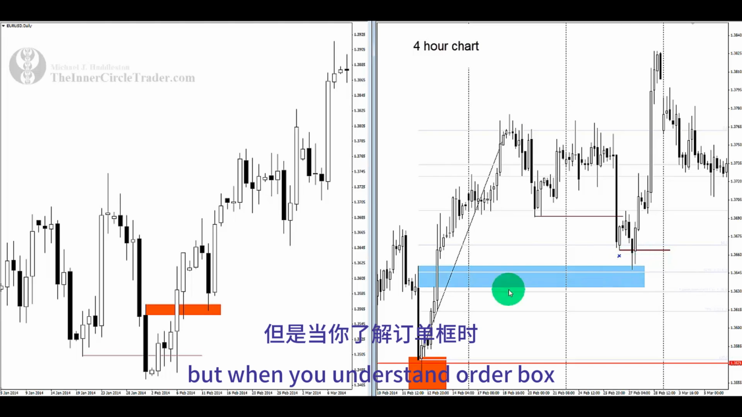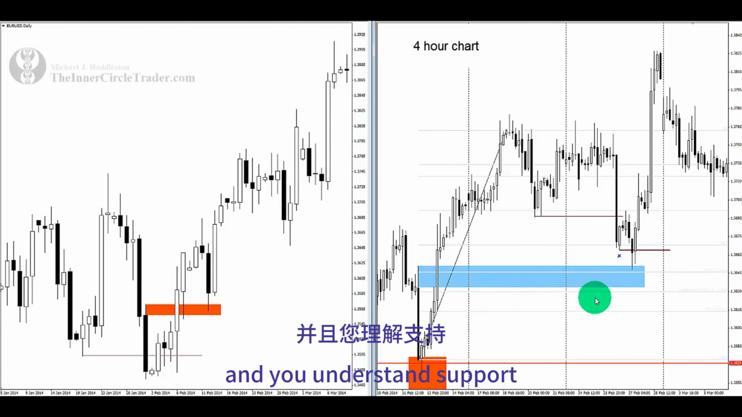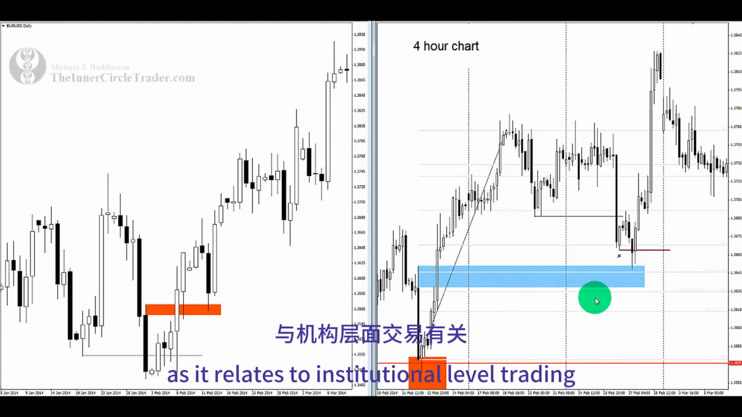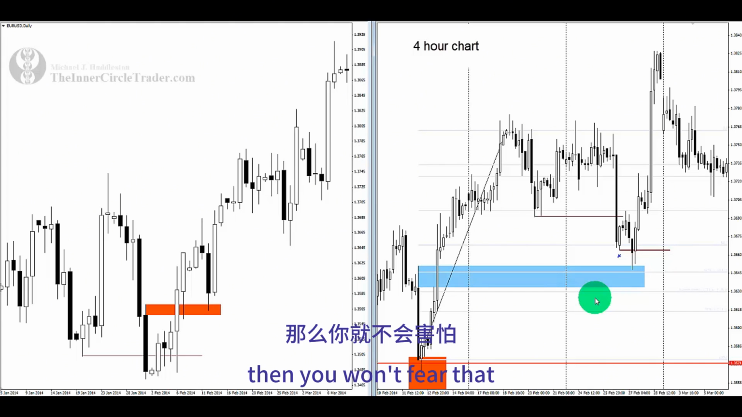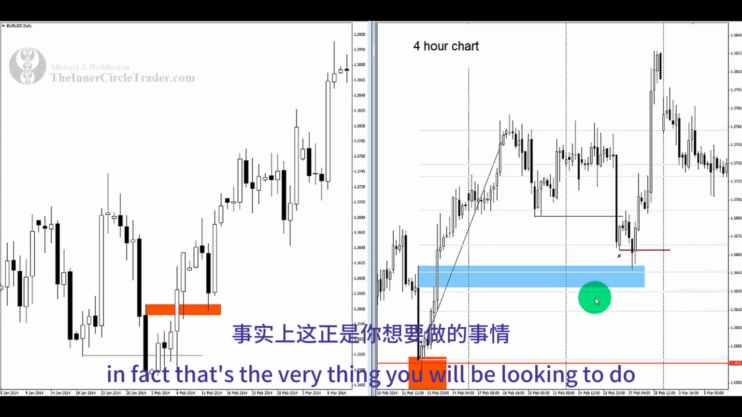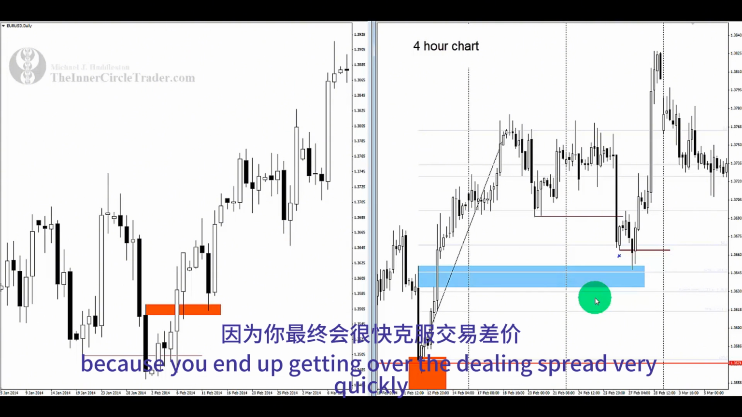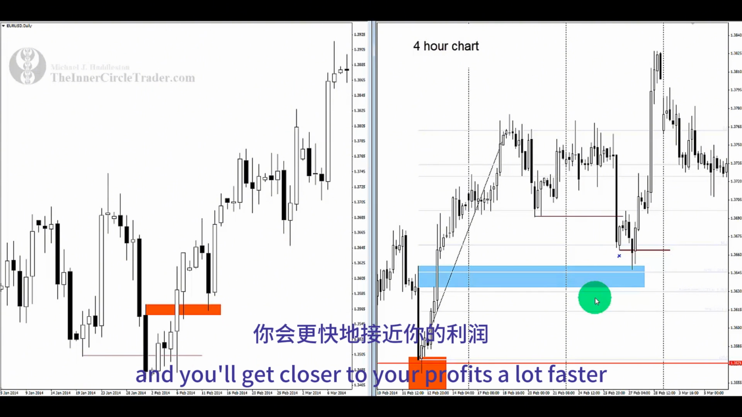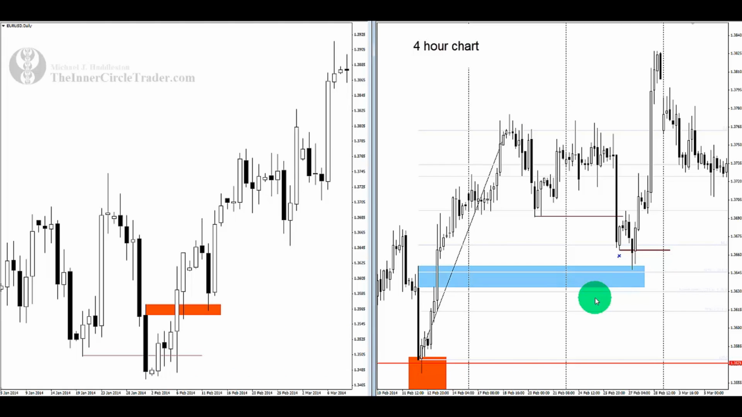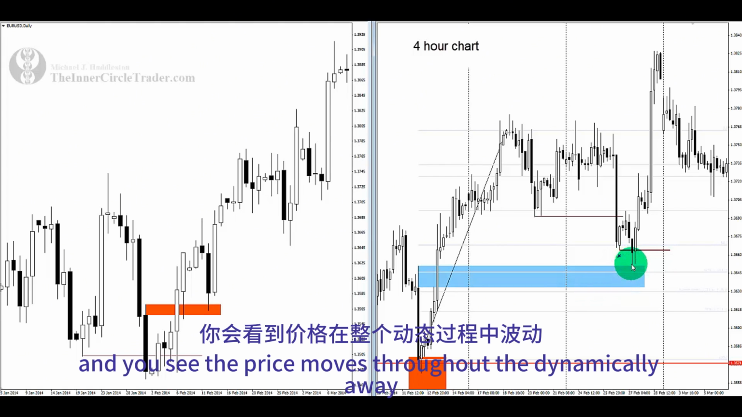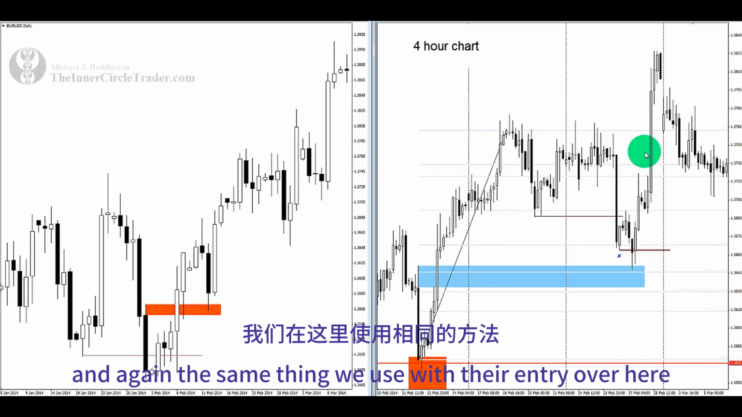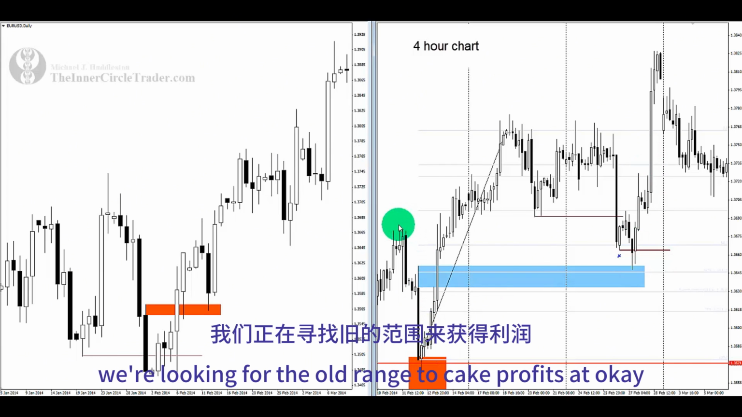But when you understand order blocks and you understand support as it relates to institutional level trading, then you won't fear that. In fact, that's the very thing you will be looking to do. You want to do those types of things because you end up getting over the dealing spread very quickly, and you'll get closer to your profits a lot faster. And you see the price moves rather dynamically away. And again, the same thing we use with the entry over here, we're looking for the old range to take profits at.